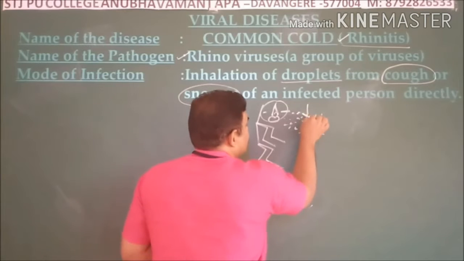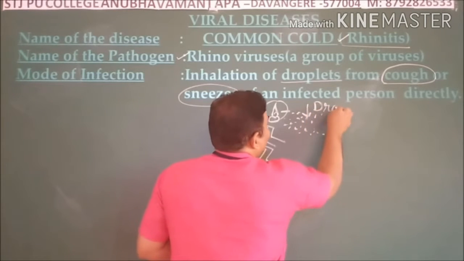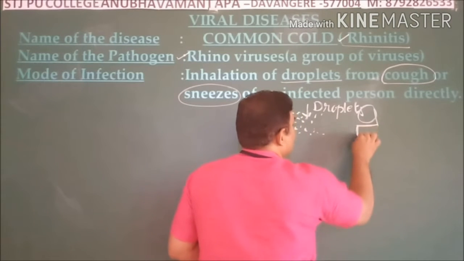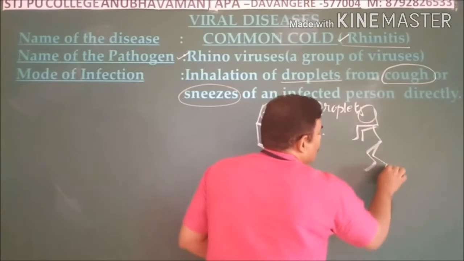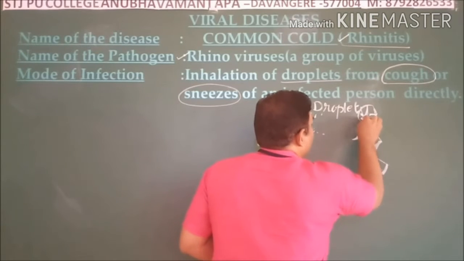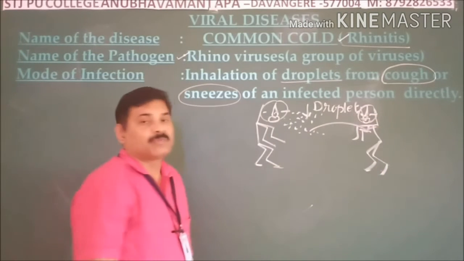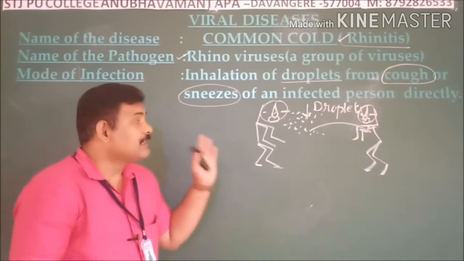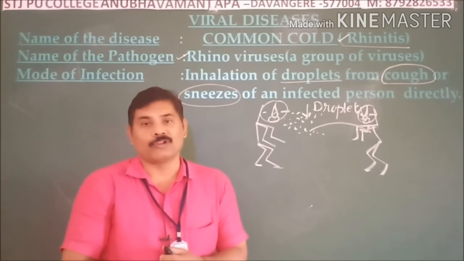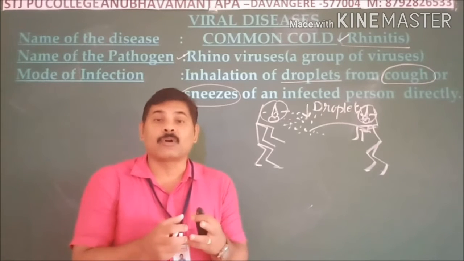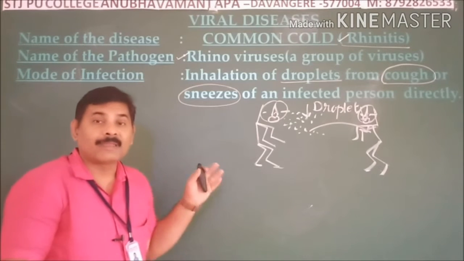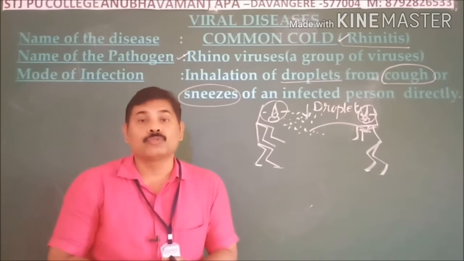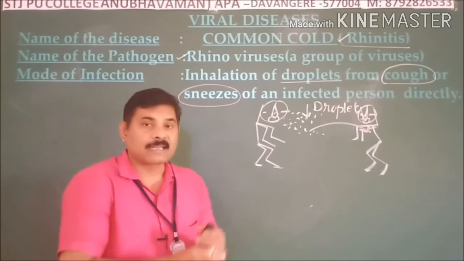These are the droplets that arise, and if they fall directly on a healthy person, then it will be transmitted directly. This is one type of transmission. Thereafter it gets transferred in the indirect way also. In the indirect way, if a healthy person uses the things or objects that were used by an infected person without disinfecting them, then the virus gets transmitted.